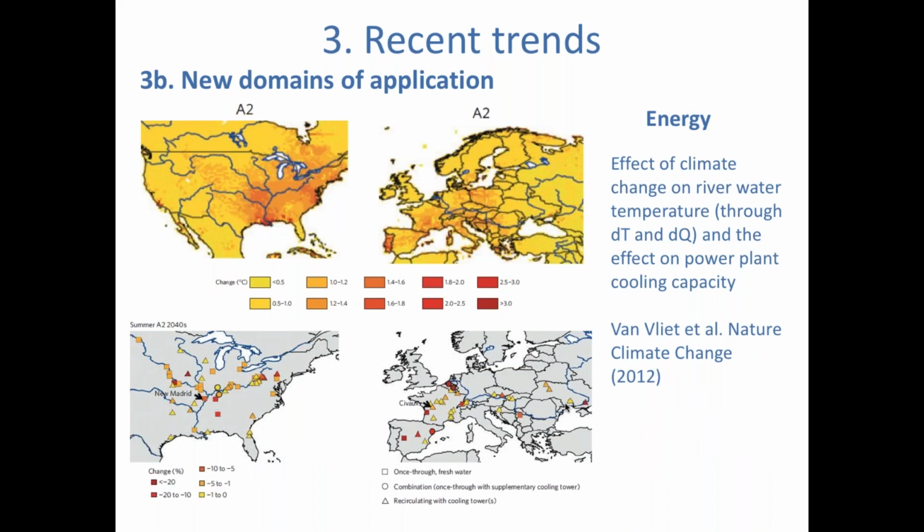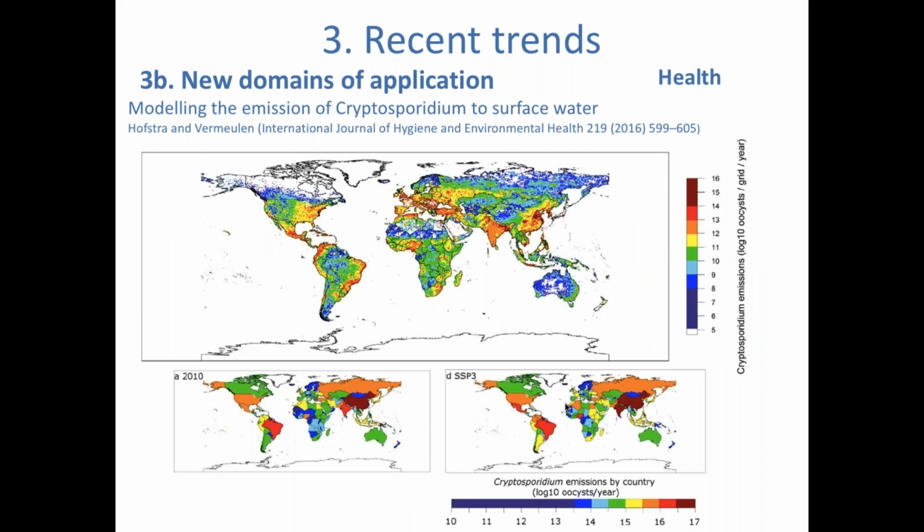Another domain is energy. Very interesting stuff by Michelle van Vliet. It's used over the US and Europe, using VIC in this case, together with a temperature model to estimate what climate change will do by decreasing runoff during the summer and increasing water temperature, and also the effect on the ability of electricity power plants to take in cooling water. If they can't take it in, they basically have to reduce their capacity. What you see here is the capacity reduction under a certain climate scenario, which is very interesting and very worthwhile exploring.